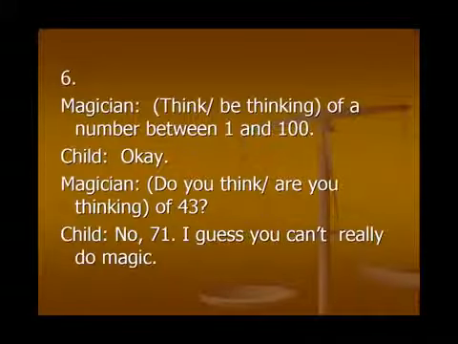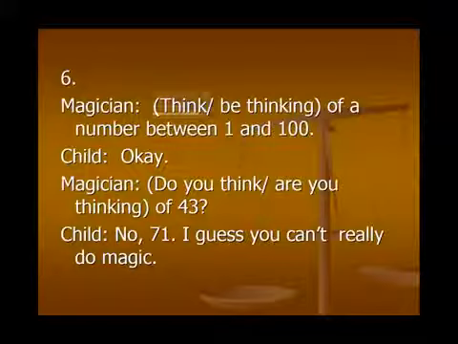6. Magician: Think of a number between 1 and 100. Child: Okay. Magician: Are you thinking of 43? Child: No, 71. I guess you can't really do magic.